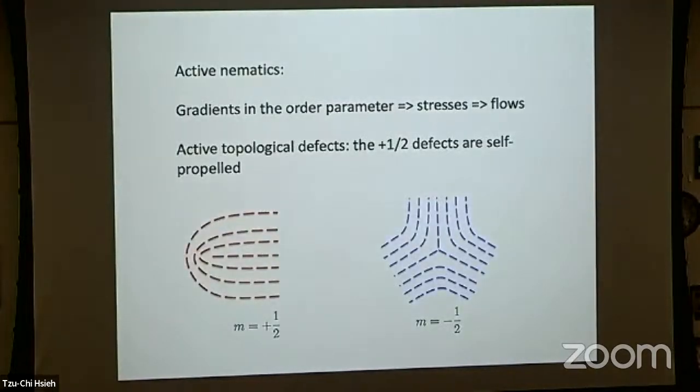All right, so we made it. That's the conclusions. That's where we've got to. This is the generic story of active nematics. This is how they work, and this is the physics behind them.